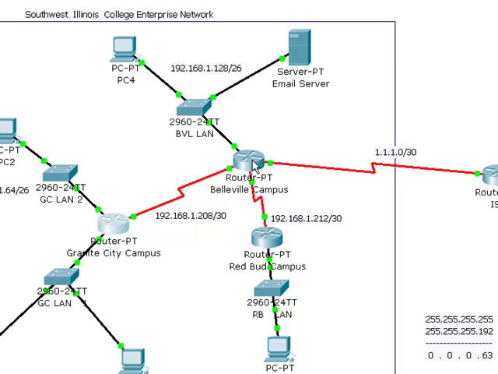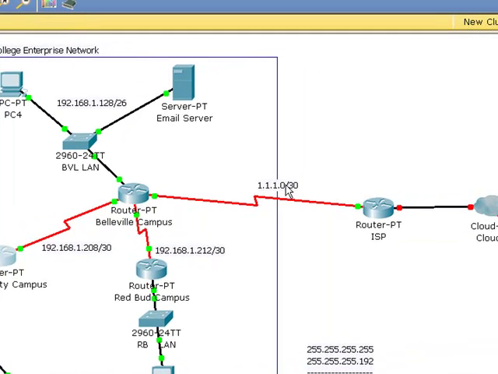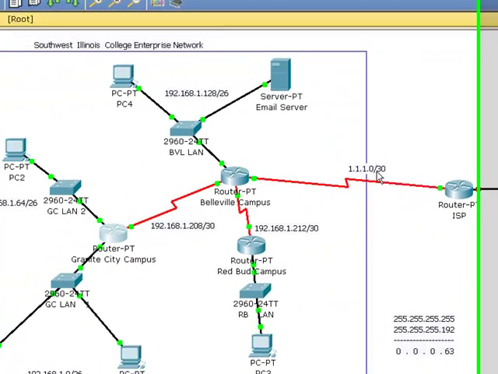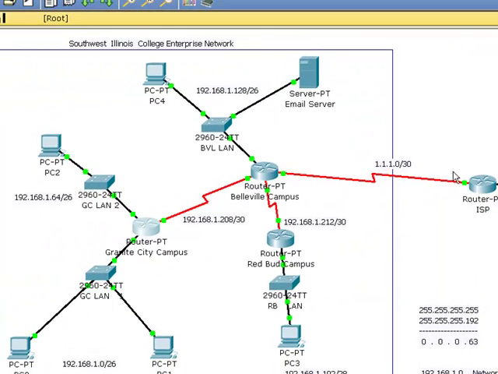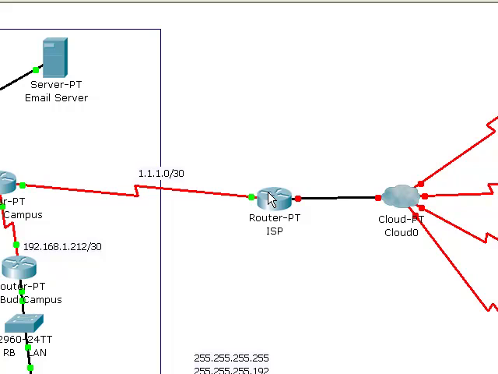Now, configuring OSPF is very similar to EIGRP, but there are a couple of tweaks. Before I go into configuring, I want to point out that I added a network 1.1.1.0/30 between the Belleville network and our ISP. So this is our enterprise network, and we're now being connected to the outside world.